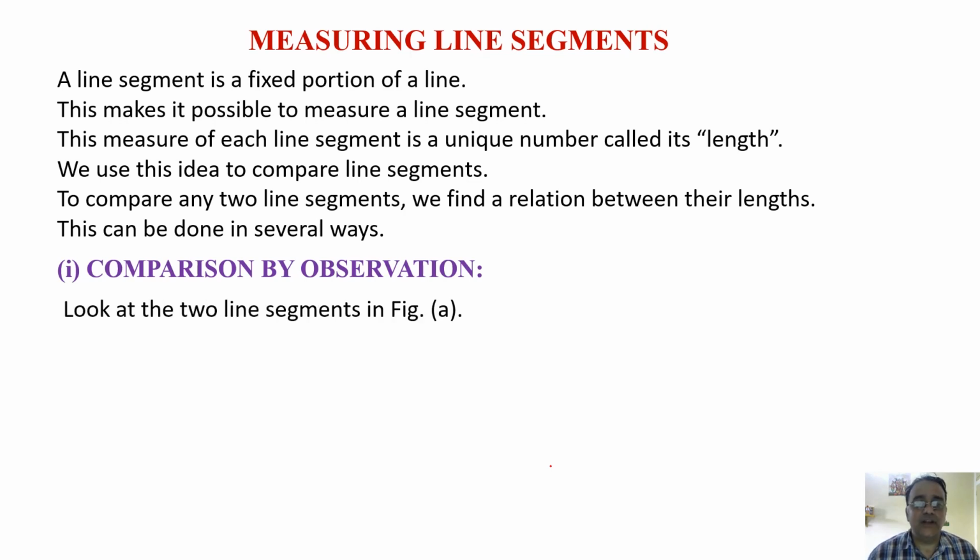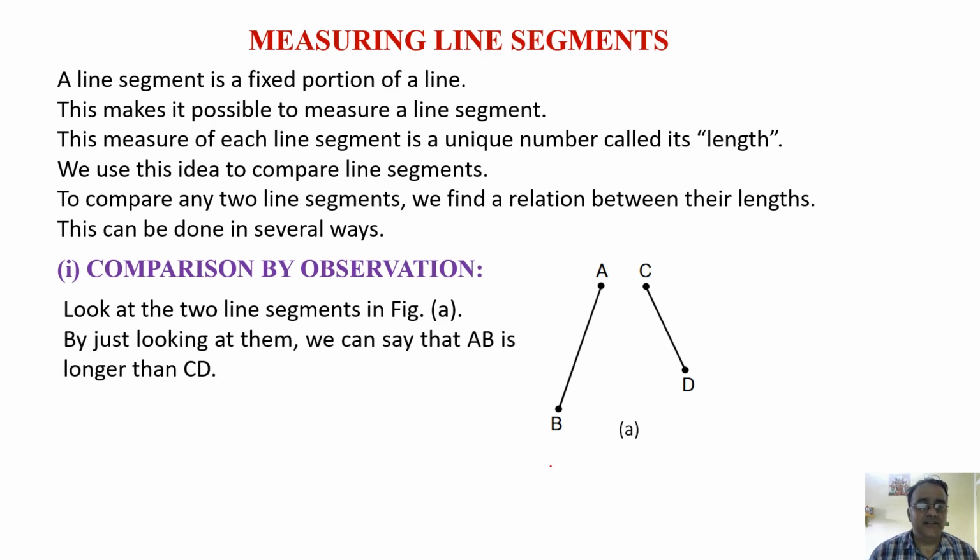Now look at the two line segments in figure A. By observation, you can easily identify which is longer. Which is longer here? Sir, AB. Right, AB. Okay. AB is longer, right? So by just looking at them, we can say that AB is longer than CD.